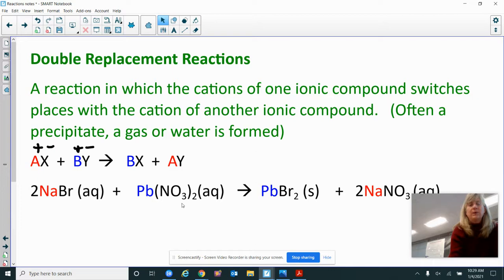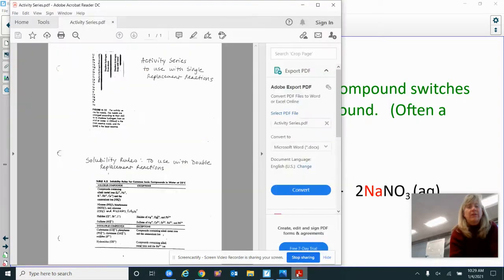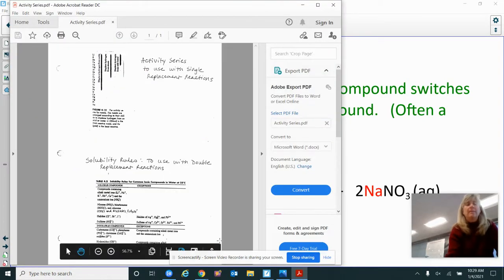So our next thing, after we have written the equation, we're going to look for what's called a precipitate. In double replacement reactions, very often there's a precipitate produced. So a precipitate is a solid that forms from these 2 ions that are more attracted to each other than they are to the water. So we have to use this solubility chart to figure out which compound is the precipitate. So I'm going to go through the solubility rules with you.